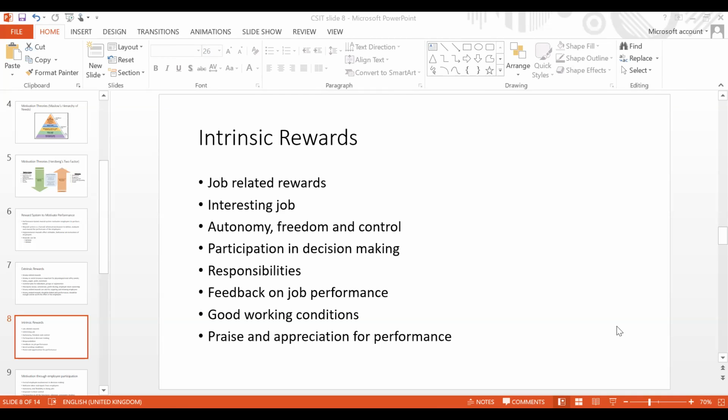And अघि feedback भनि नै सक्यो, praise and appreciation for performance. Always praise, always appreciate if somebody performs good, हैन? त्यसो भयो भने पनि these are all non-monetary reward that you can devise for your employees to be motivated.